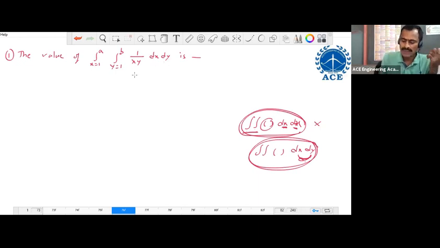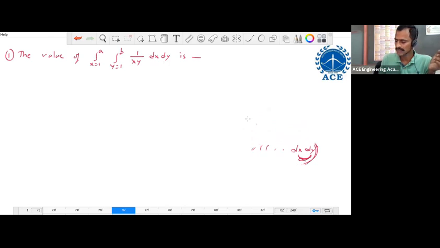Now, if it is a double integral, observe the limits only. Check whether both integral limits are constants only, or variable limits are given. In this problem, x limits are 1 to a, that is constant limits only. Integral y equal to 1 to b, for y also limits are constants only. For both integrals, limits are constants. Because of the constant limits, there is no order of integration. In any order, we can do the integration.